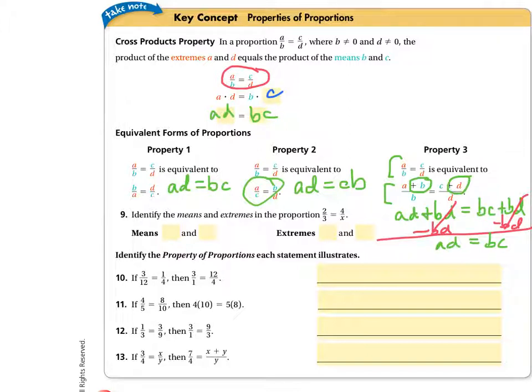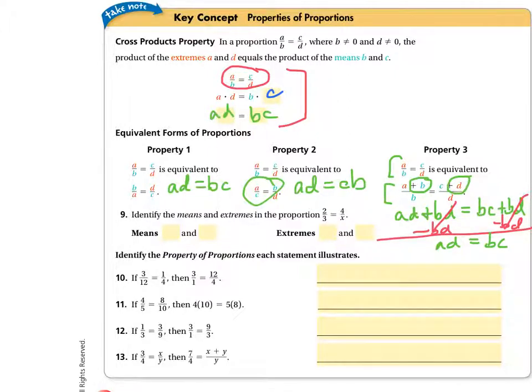Bailey? Does it matter what order you put the numbers in? And it does not matter when you do your cross products. So if we're looking at this one that we did up here, you could have written it as DA equals CB, or you could have written it as BC equals AD. It doesn't matter what side of the equal sign that you put your cross products on. It won't make any difference.